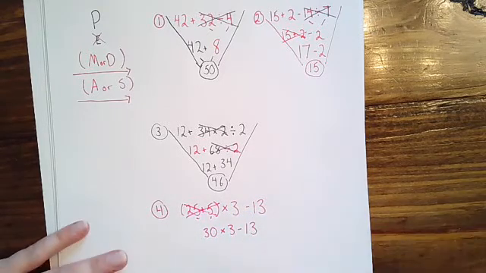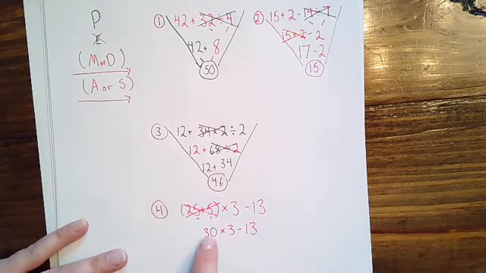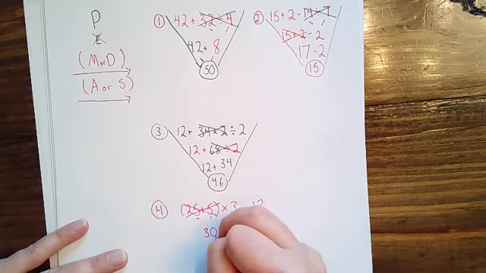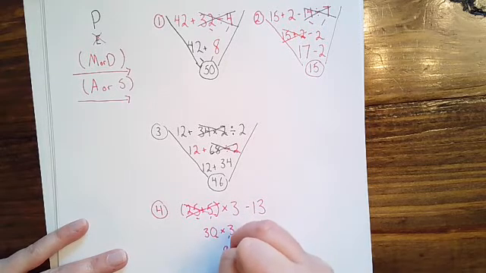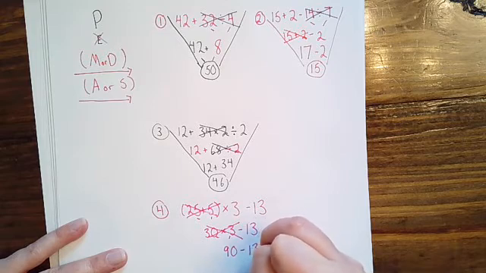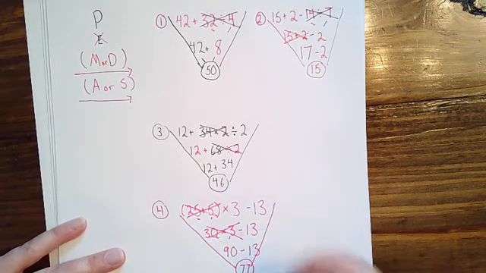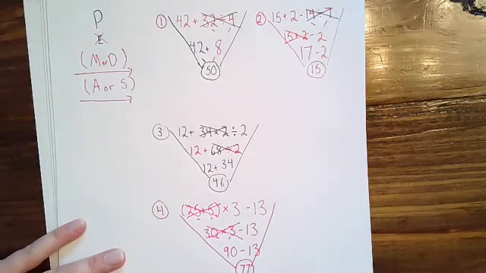Okay, now I've got multiplication and subtraction left. So we know that the multiplication is going to come before the subtraction. So 30 times 3 goes here. It's 90. You can cross that out and fill in the rest of the problem. 90 minus 13, and 90 minus 13 is 77. And then you'll see again, it takes the shape of a piece of pizza, turned into garlic sauce.